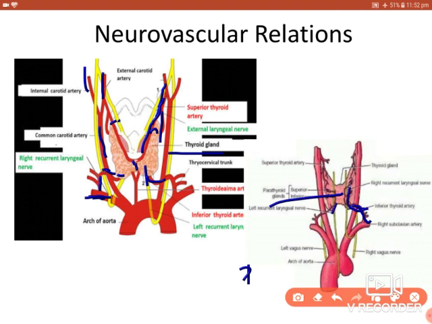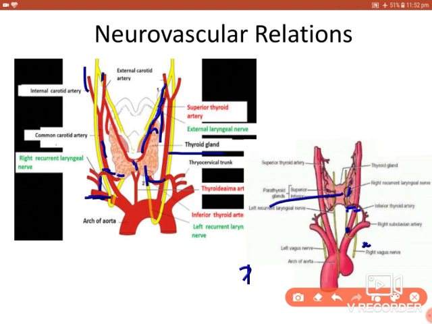Along with this artery, one nerve is also there. From the vagus, which hooks around the subclavian and the arch of the aorta, this nerve is the recurrent laryngeal nerve. So this recurrent laryngeal nerve and the inferior thyroid artery closely relate to the base. It closely relates.